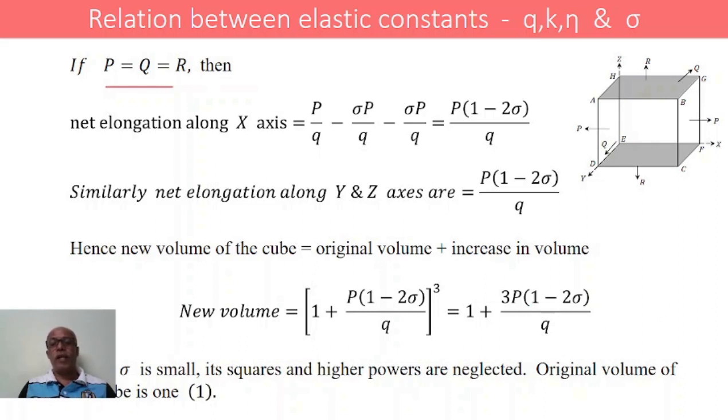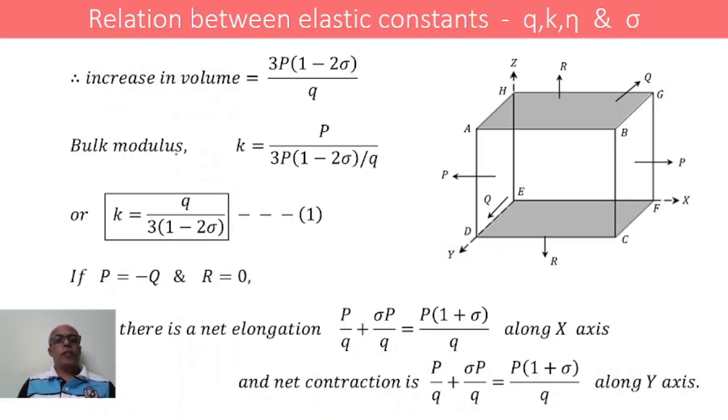And we have neglected the higher powers because sigma is small. Since sigma is small, we have neglected the higher powers of sigma. Hence, this is the original volume of the cube and this is the increase in volume of the cube. Therefore, increase in volume is 3P into 1 minus 2 sigma by q.